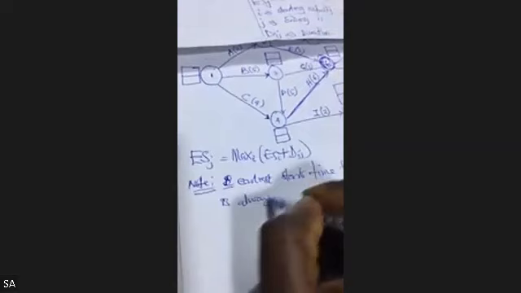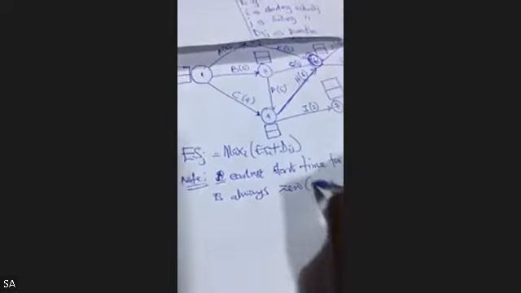Let me say for node 1, this is node 1. The beginning point is always 0. So let's sort it out step by step. For node 1, we have node 1. Please follow me. You are not going to miss it. I promise you. Just follow me.